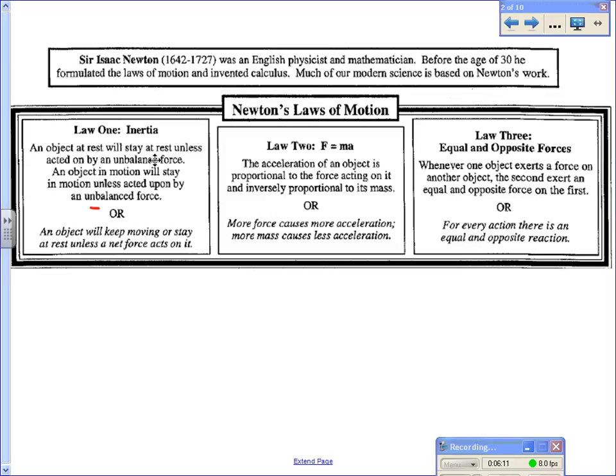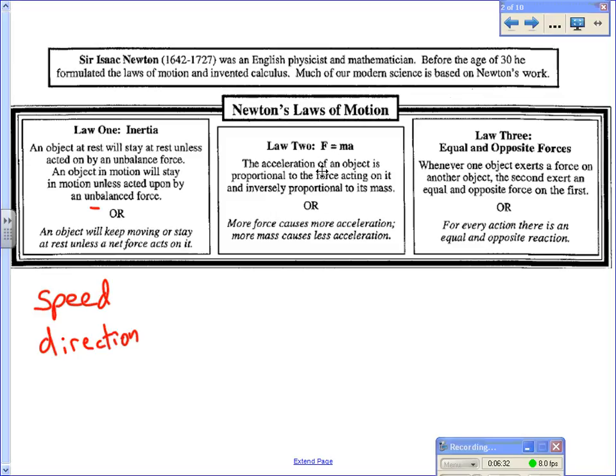So an object at rest stays at rest. An object in motion stays in motion unless acted upon by an unbalanced force. This means that with no other force, the speed will be constant and it will go in the same direction. If no force is acting on it, the object will go at the same speed and in the same direction.